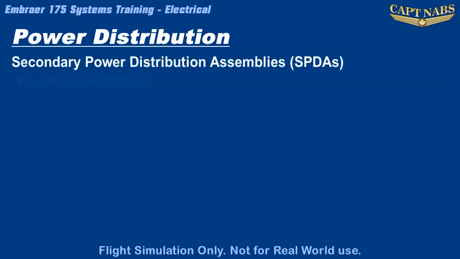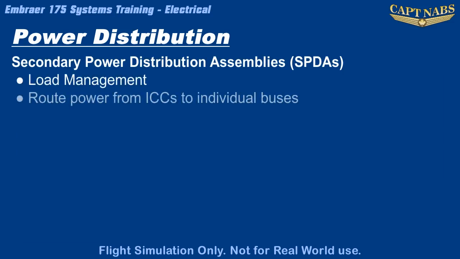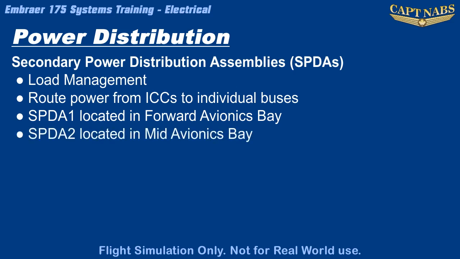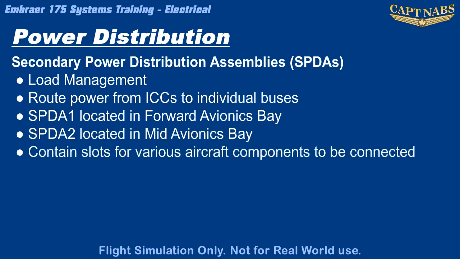SPDAs are load management units which route power from the ICCs to the buses contained within each SPDA. SPDA 1 is located in the forward avionics bay, and SPDA 2 is located in the mid avionics bay. Each SPDA consists of a number of slots where various electrical modules can be plugged in, providing functions such as communication, data processing, and power distribution.